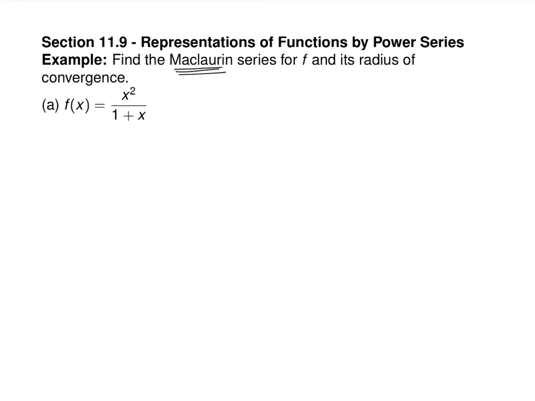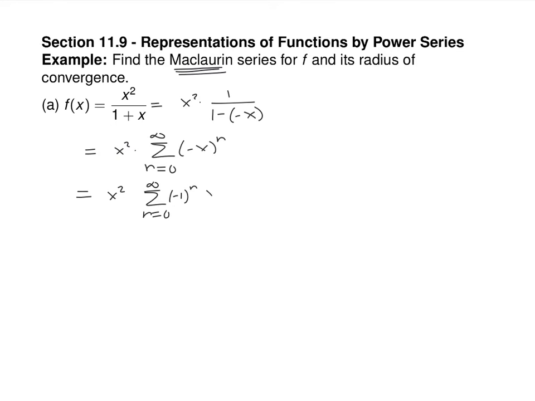We just didn't call it that, because when we expressed this as x squared times 1 over 1 minus negative x, and then used the fact that this is kind of geometric, wrote it as x squared times the sum from n equals 0 to infinity, negative x to the n, and then said, okay, that's the same thing as x squared times the sum n equals 0 to infinity, negative 1 to the n, x to the n. That is a Maclaurin series. So this is centered at 0. It's the power series representation.